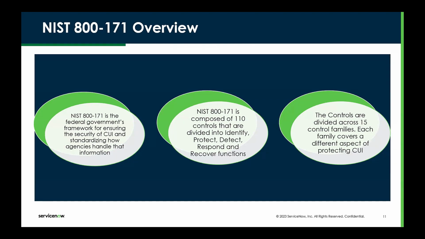800-171 is broken down into 15 control families. Each family covers a different aspect of protecting CUI. And it is mapped back to the NIST CSF for identify, protect, detect, respond, and recover functions.